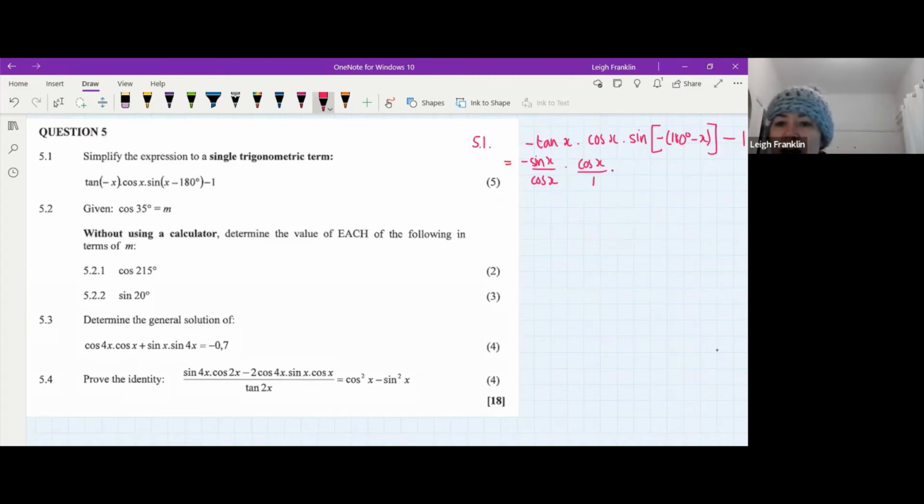And then over here, the sine of 180 minus x would end up being minus sine x, because it's 180 minus x, but we have to do a negative angle. And then from that, we want to subtract 1. So these two cancel. We end up with minus sine x times minus sine x, which gives us sine squared x minus 1, which if we take out the negative 1, gives us 1 minus sine squared x. And now we're using our square identity to get negative cos squared x, like so.